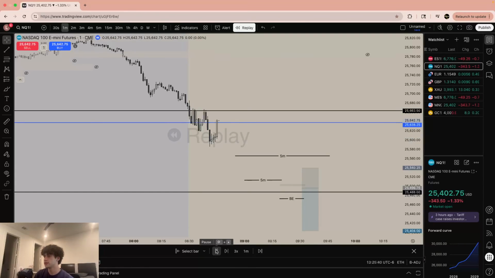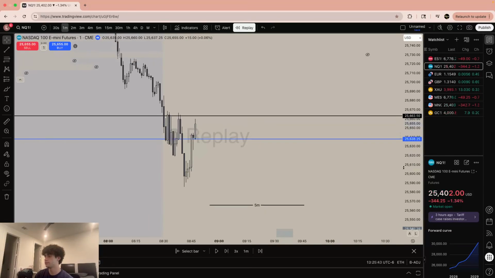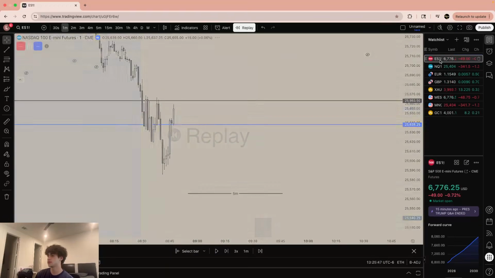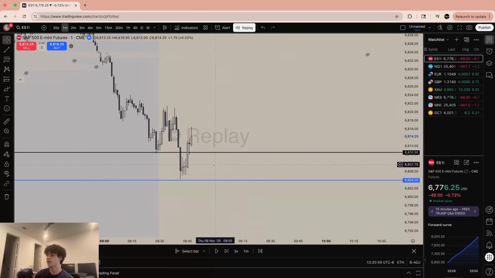We got this inversion right here where we swept past London lows, and on ES we didn't. So we made this bullish SMT, but because we were truly bearish on NASDAQ, more so than on ES, it wasn't a bullish SMT. It was just that NASDAQ was leading and taking out lower lows first. So this wasn't a valid bullish SMT.